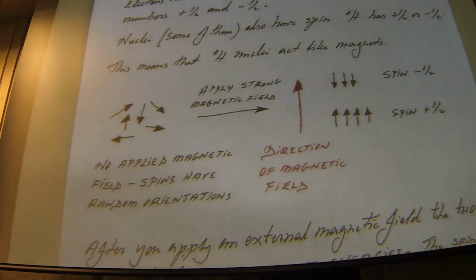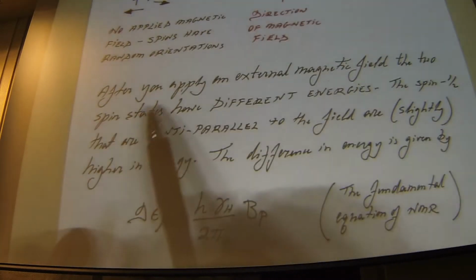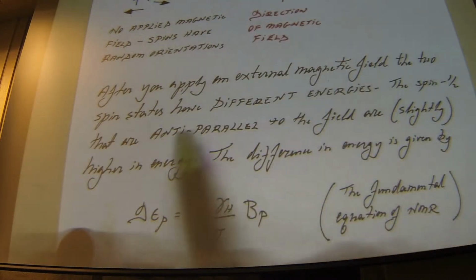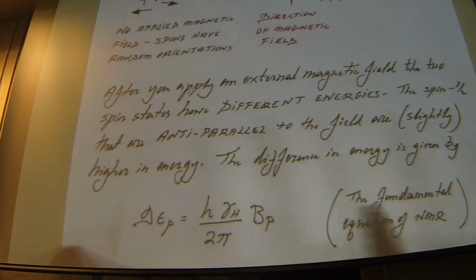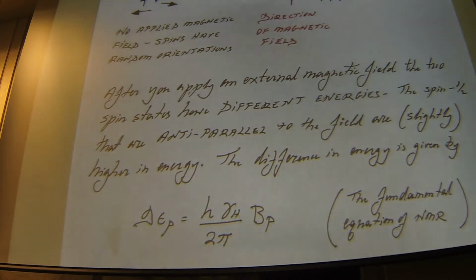And so the difference is that, for UV and for IR, you just do those in the absence of a magnetic field. Here, you need a really strong magnetic field. After you apply an external magnetic field, the spin states, the +1/2 and -1/2, have different energies. That's what I tried to show you. But the energy difference is really small.